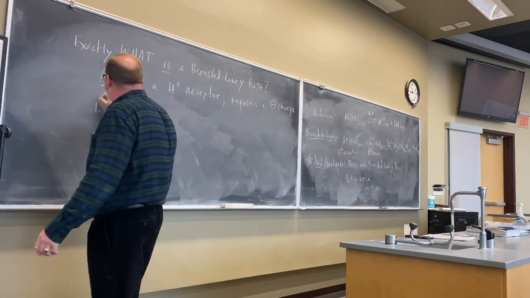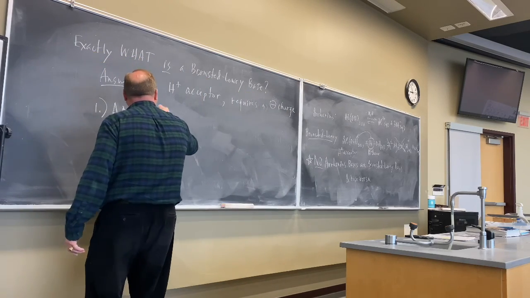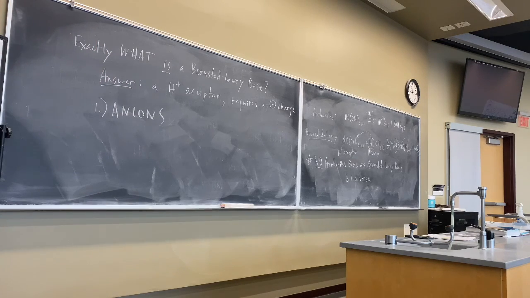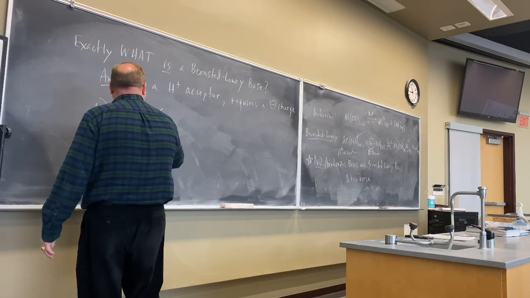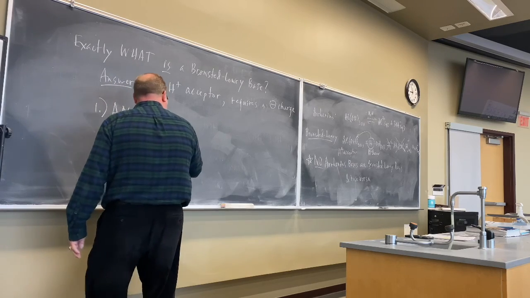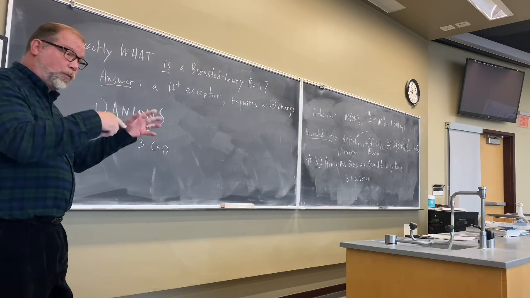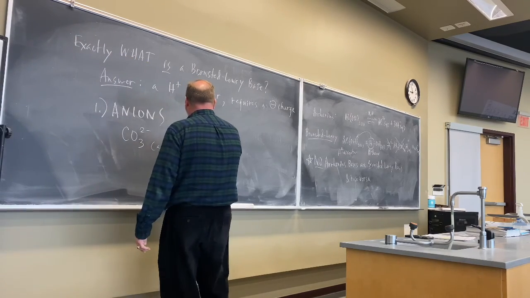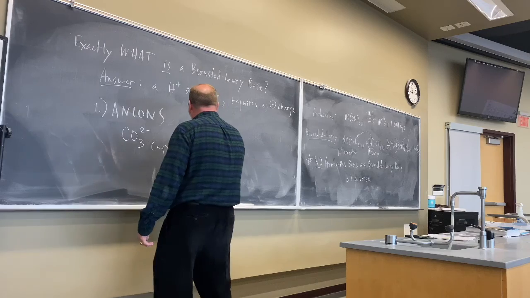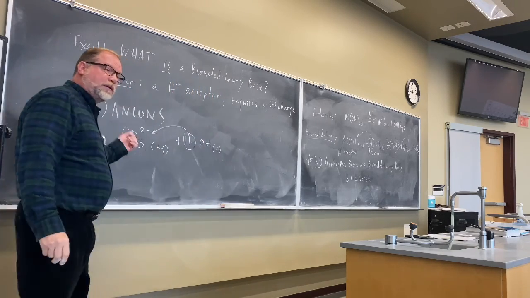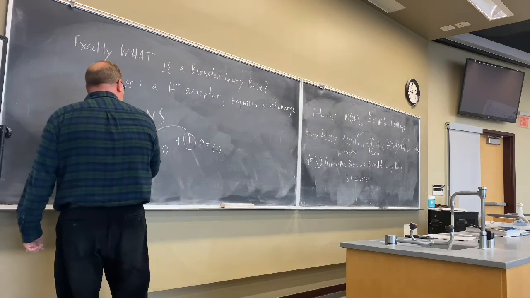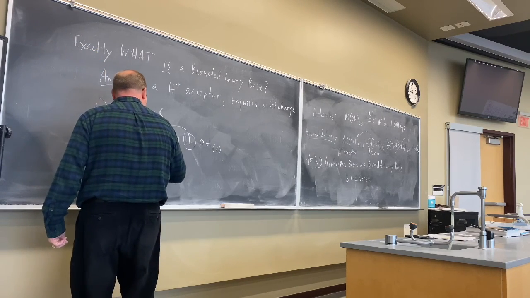So, the first category of chemical substances that can act as Bronsted-Lowry bases are anions. Any anion. It doesn't have to be the polyatomic anions that I'm going to show here, but this is where we most often pay attention to Bronsted-Lowry base behavior. And so if we have a carbonate anion in an aqueous solution, which means that it's surrounded by water molecules, then some of those water molecules can be convinced to donate their proton. And so the anion acts as a proton acceptor.